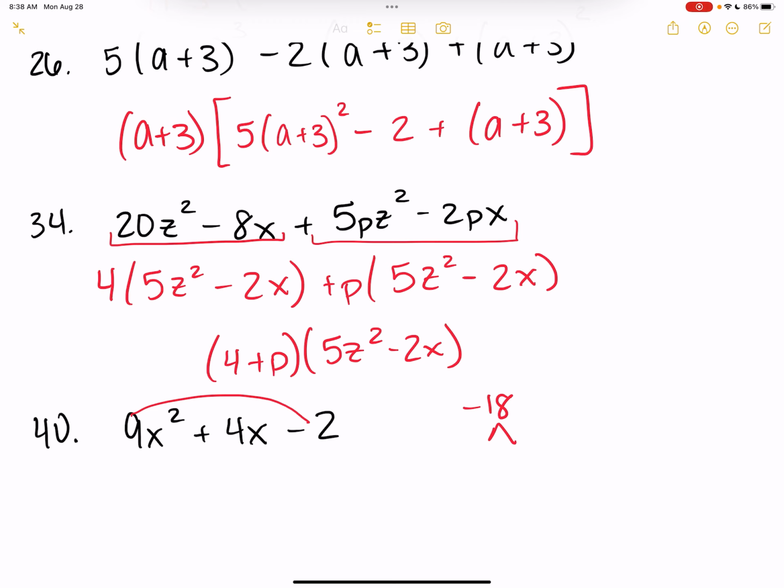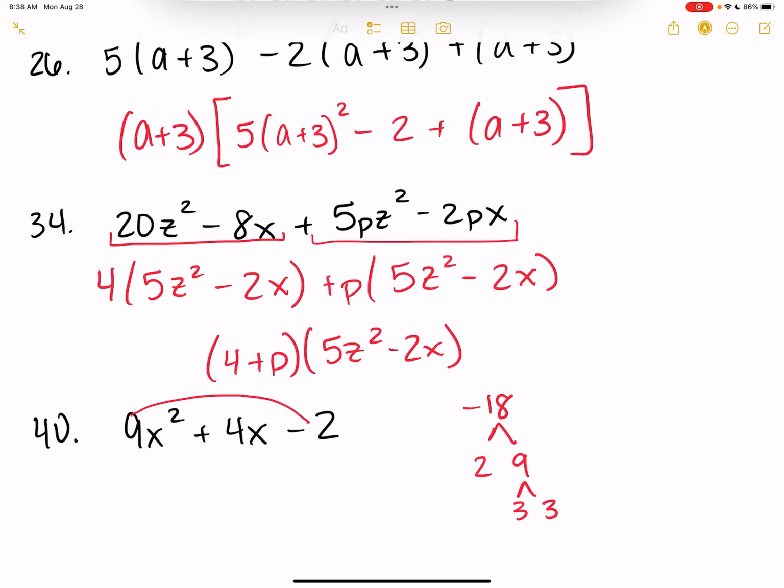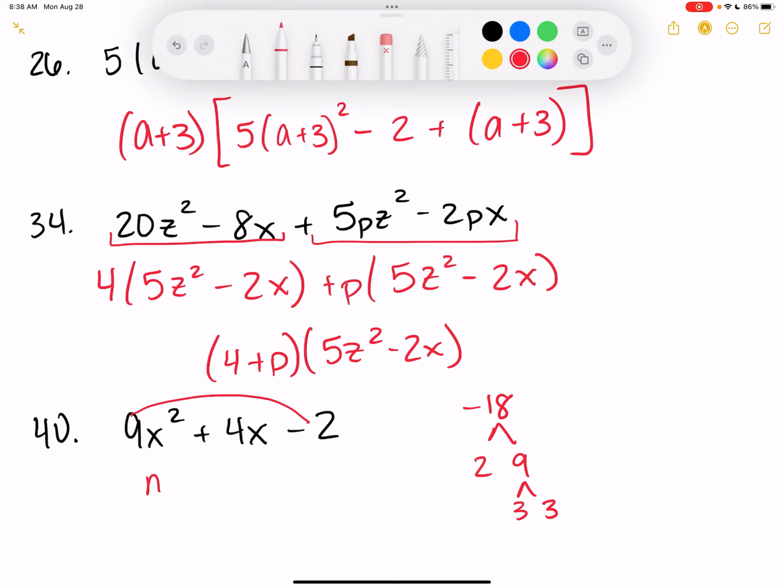So the other thing we can do is, if you're not seeing this right away, we can break it down into a factor tree. So 2 and 9, and then 3 and 3. So we already tried 6 and 3, and that didn't work. 9 and 2 doesn't work. And 18 and 1 doesn't work. So in this case, this one is going to be not possible. Starting off easy.